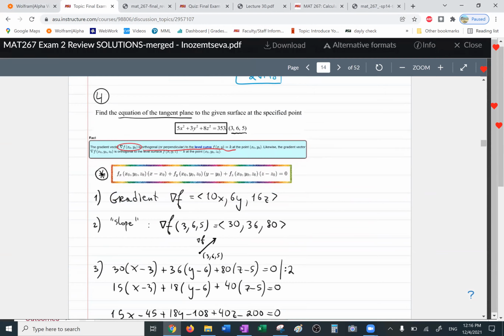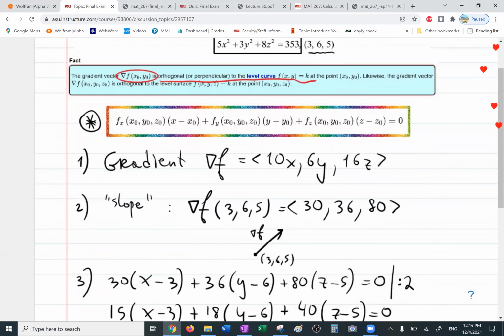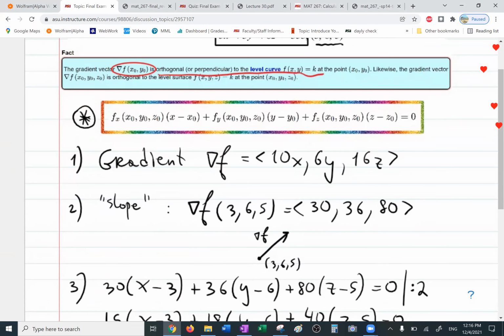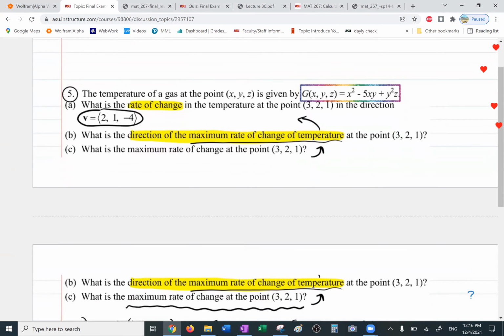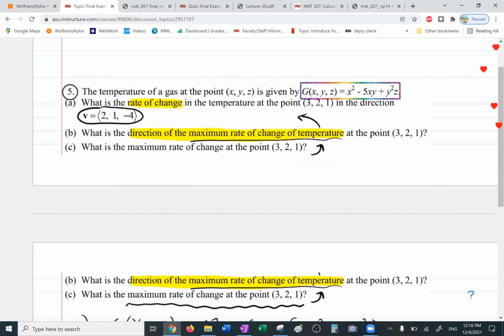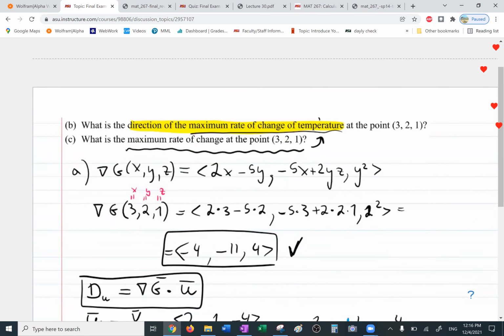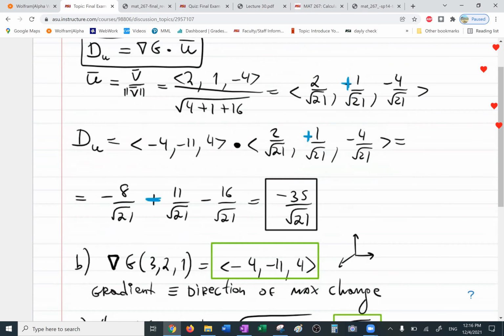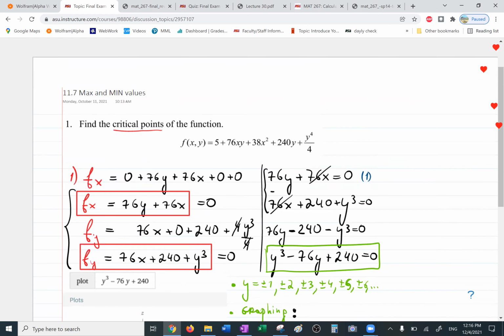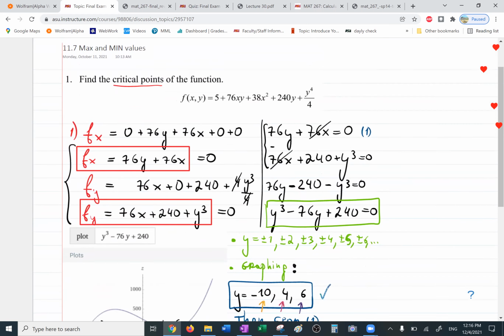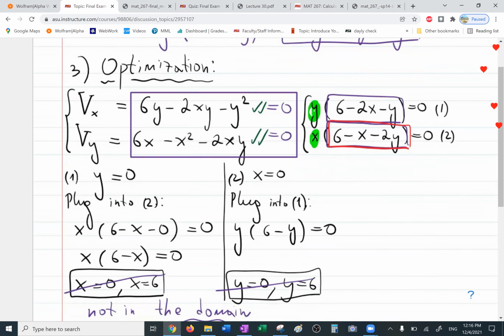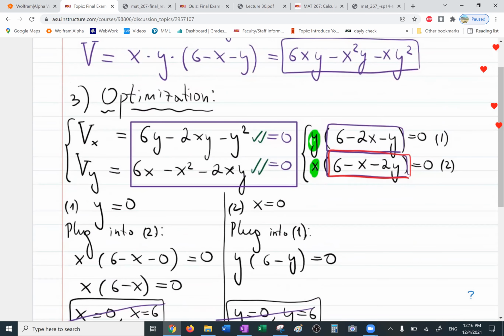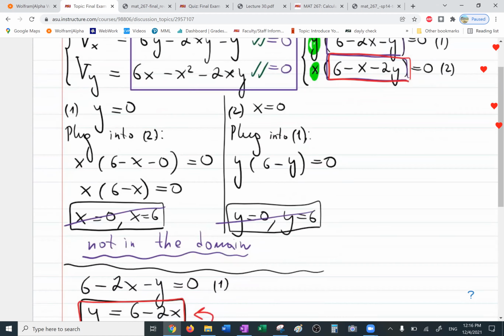Tangent plane, we did it on Friday. Tangent plane through gradient or normal vector. Temperature of the gas, maximum rate of change. That is gradient. I will not put 2 questions about gradient. That's too much. Critical points, that will be part of the problem for maximum, minimum, and stuff. Optimization problems, no.